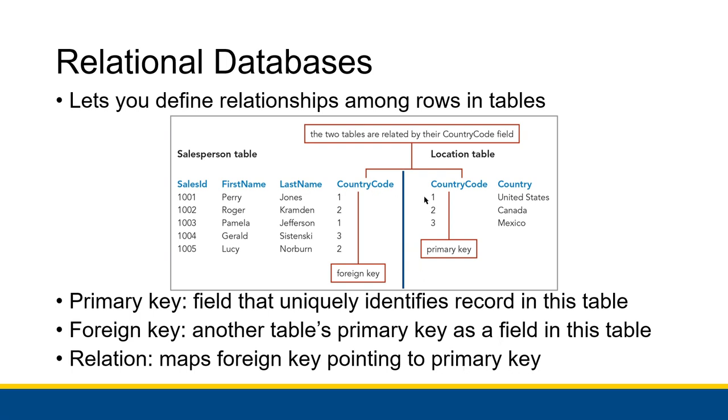So the relation here would say the foreign key country code in the salesperson table points to the primary key country code in the location table. For sales ID 1001, the country code 1 points to country code 1 in the location table. And we call the salesperson table, in this case, the child table, and the location table the parent table.